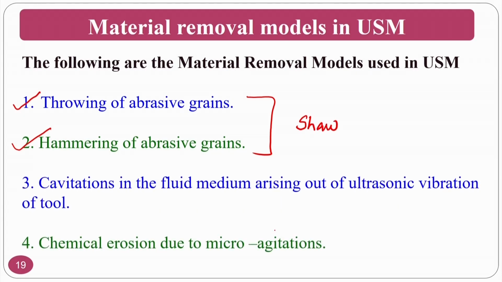The other 2, cavitation in the fluid medium arising out of the ultrasonic vibrations of the tool and chemical erosion due to micro agitations, are neglected. So what we are going to see is the throwing model as well as the hammering model. These are the two actions by which material removal takes place. Being a mechanical engineer or a manufacturing engineer, we worry mostly about the mechanical action. That is why Shaw considered only the throwing and hammering mechanisms.